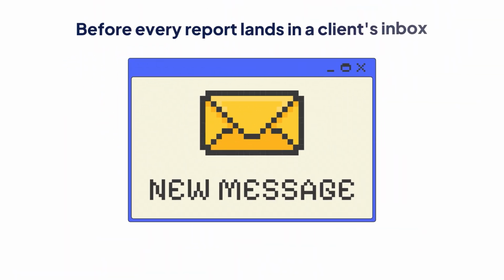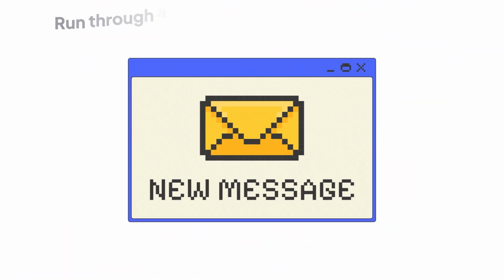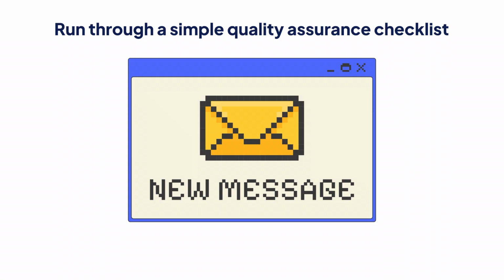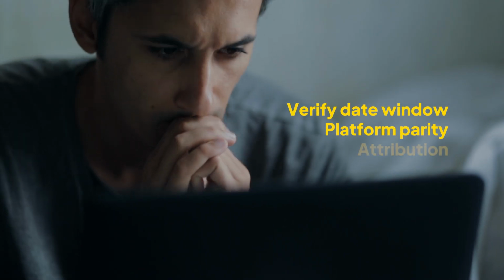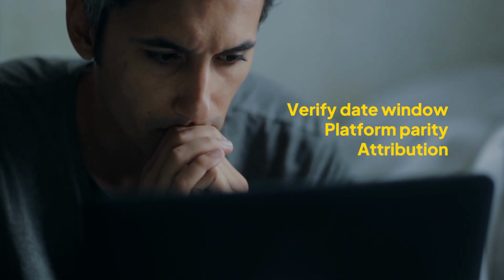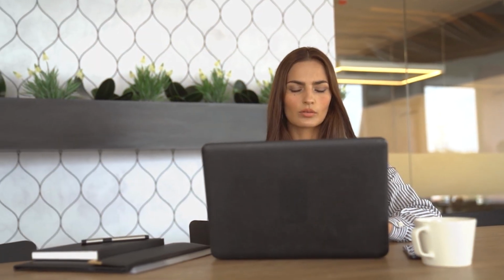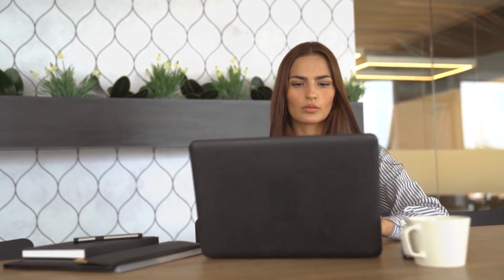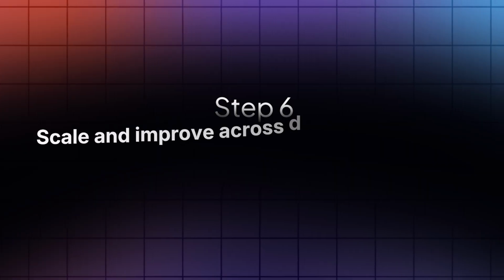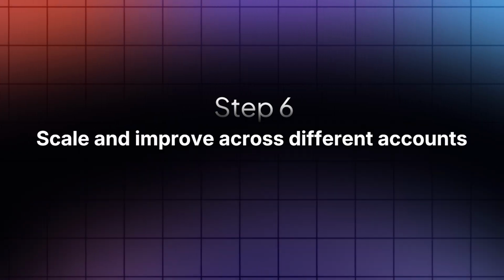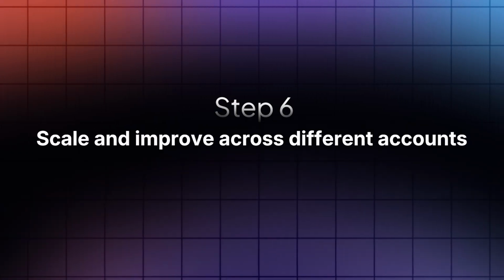Once that's done, check before it goes out. Before every report lands in a client's inbox, run through a simple quality assurance checklist. Verify the date window, check platform parity, and confirm attribution hasn't shifted. And keep a brief change log, a note at the bottom that explains anything that moved or changed since the last report.